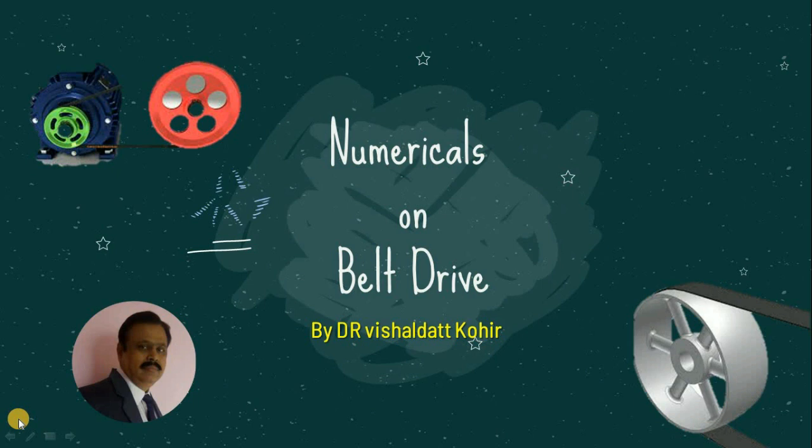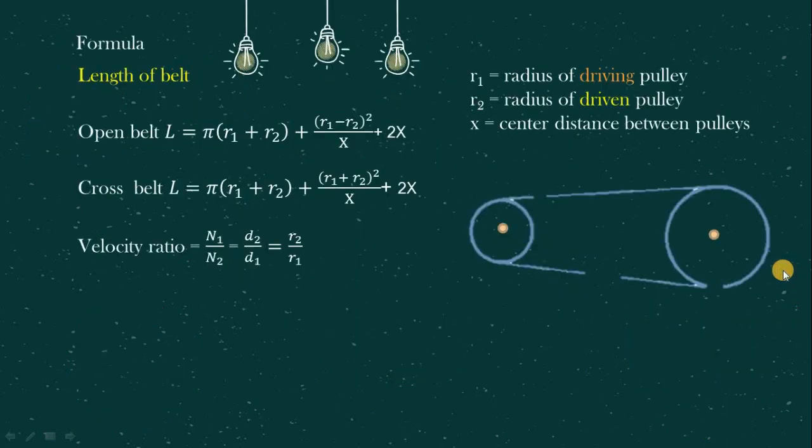Before we consider the numericals, let's see what formulas are required. There are two varieties of belt drive. One is called open belt drive, another is cross belt drive. We need a formula to calculate the length of the belts and velocity ratio.